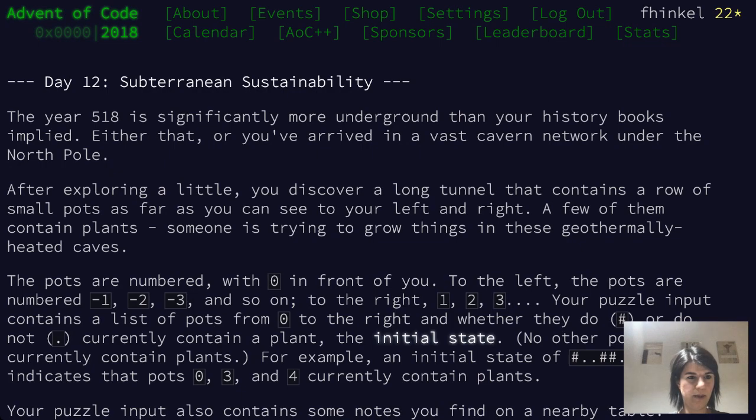All right, day 12: Subterranean Sustainability. The year 518 is significantly more underground than your history books implied. Either that, or you've arrived in a vast cavern network under the North Pole.